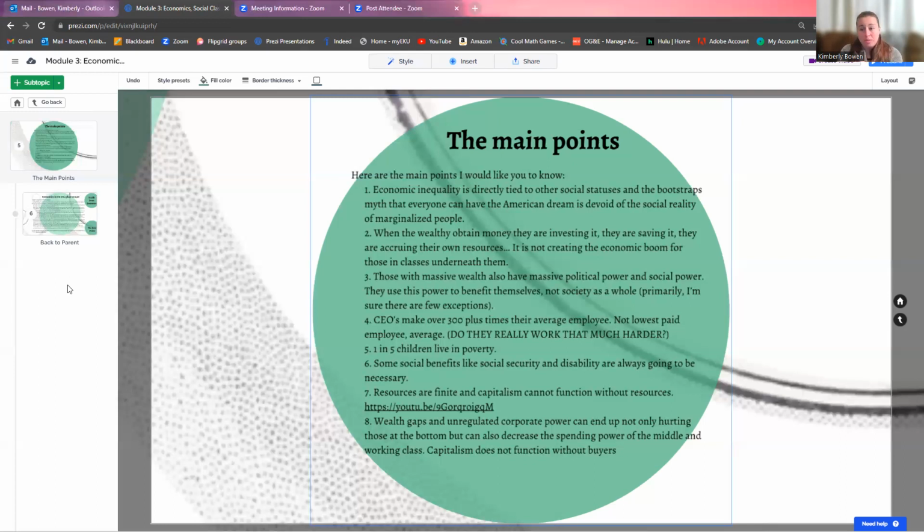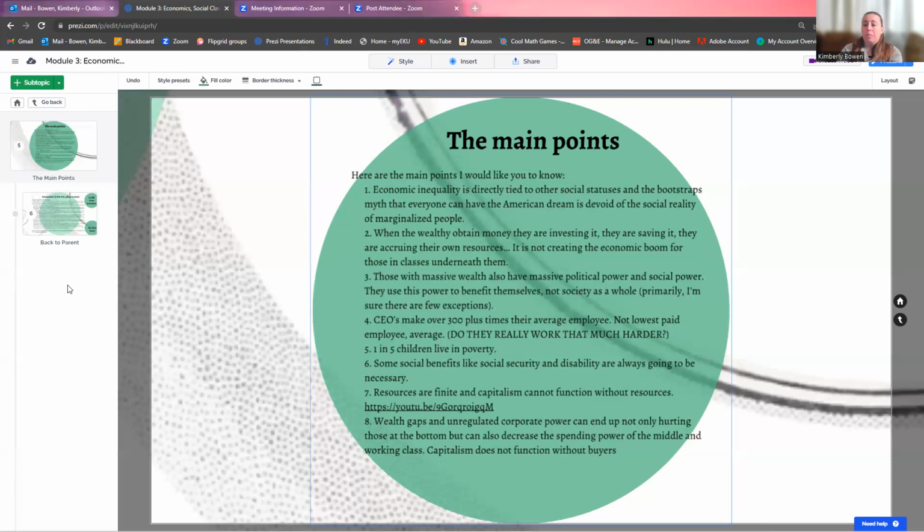All right. 4, CEOs make over 300 times the average employee a month. Not the lowest employee, the average employee. I pose the question to many of the people I talk to about these things: do they really work 300 times harder than the average employee? I highly doubt it. However, because there is this massive wealth gap, there's also this massive pay gap that's creating that wealth gap and contributing to it. And we have to really, as a society, think about whether or not that's acceptable and where that money should be going.